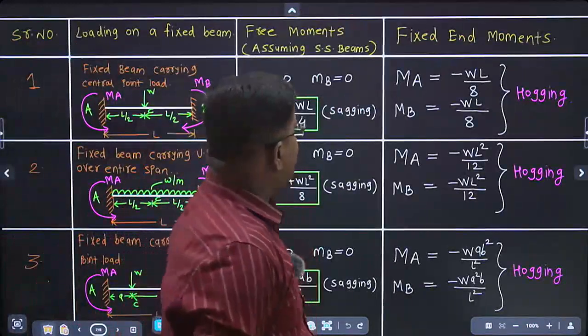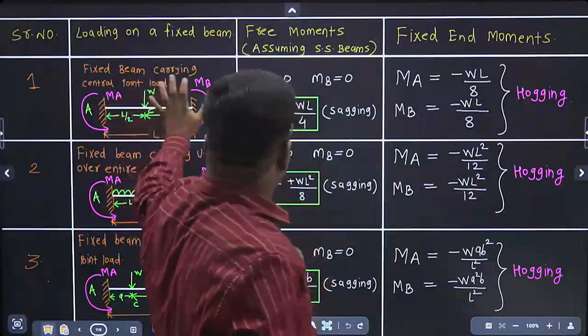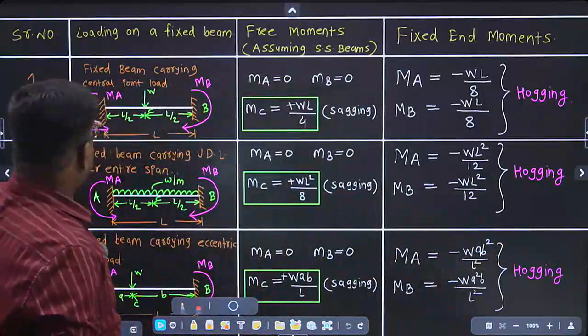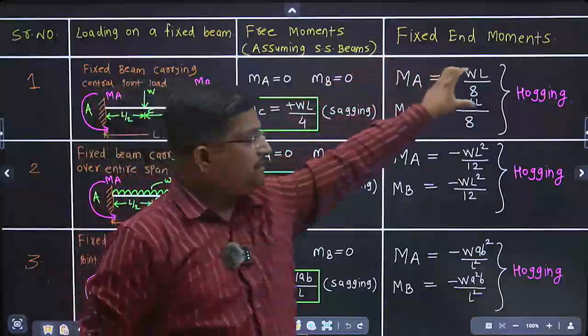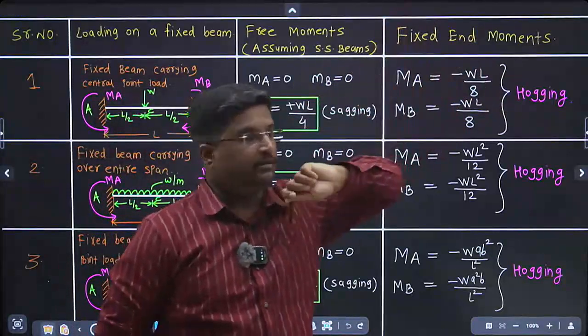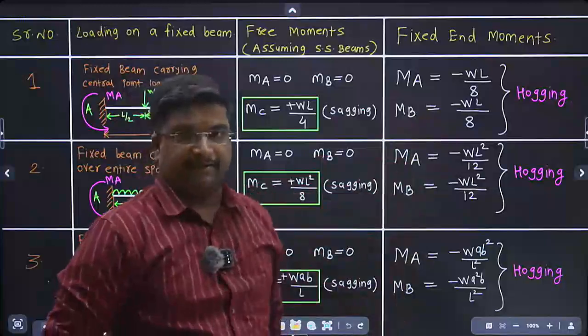What is the value of fixed end moments for this case? MA and MB, this time both will be same because it is symmetrically loaded. So MA and MB both will be same, negative in nature because they are hogging, creating hogging bending moment, that is minus WL by 8.